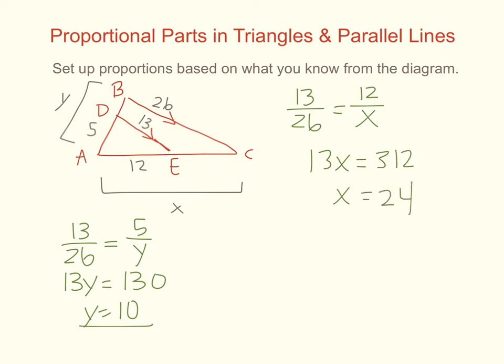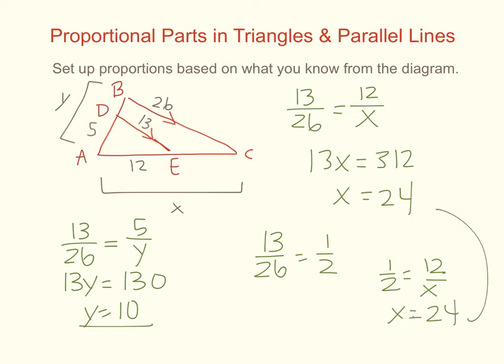Something else you could have seen, well, 13 over 26, how does that relate? Well, 13 over 26 is equal to a half. Isn't that a lot easier? 1/2 is equal to 12 over x. Well, x has to equal 24, okay? So that's exactly the same thing that we got there. You could have done the same thing on this side as well.